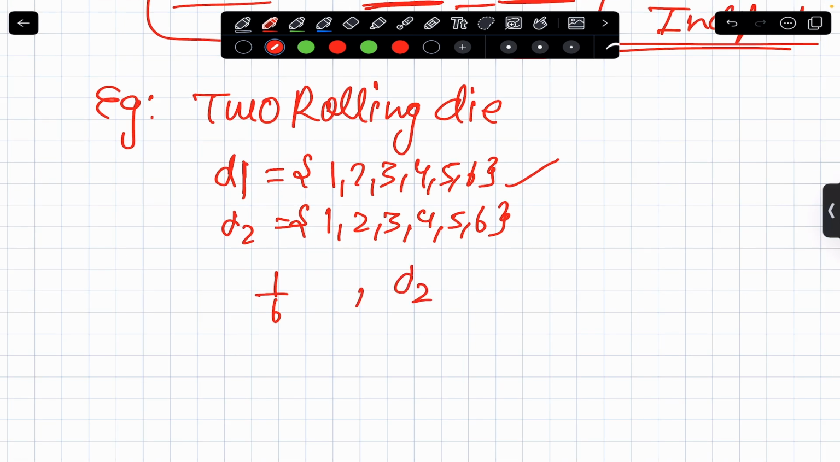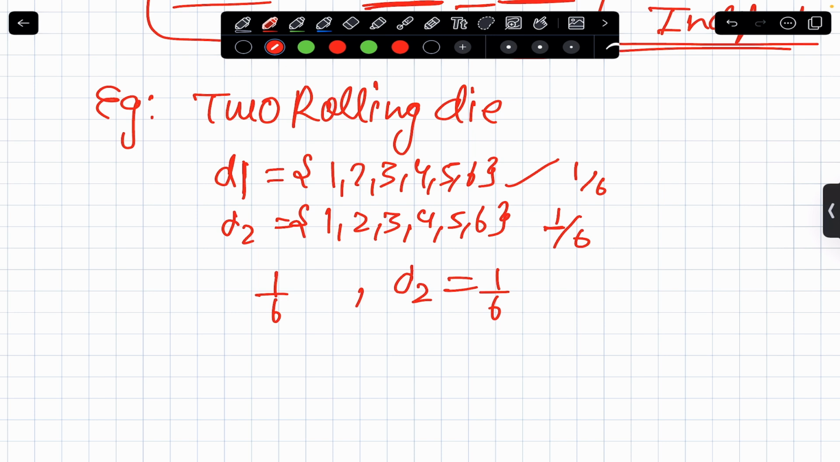What is the probability of dice 2 being 1? 1 by 6. Reasonable? Yes. How? Because for dice 2, we have already 1, and it is 1 by 6. From the other dice also, 1 by 6, 1 by 6.